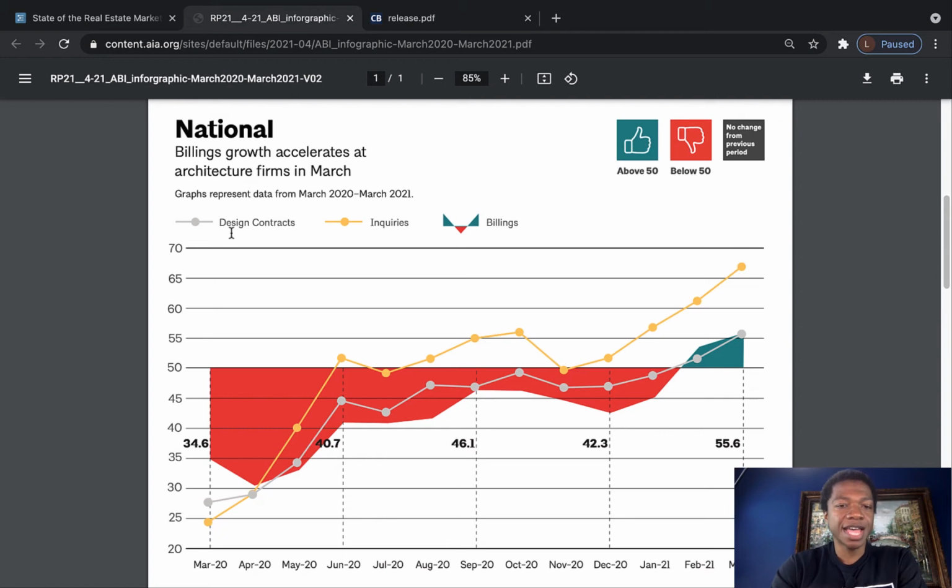We can see our design contracts were a little bit higher than our inquiries, and so this would suggest that the inquiries had started to fall off before those design contracts were finished. And we can kind of see these lines flip here in April of 2020. People started to inquire, and then once they did, we can see that the design contracts follow suit. And you can see how the inquiries sort of lead the way in terms of figuring out what's going to happen with the market, because that's followed by your design contract, and then that is followed by the actual billing itself.